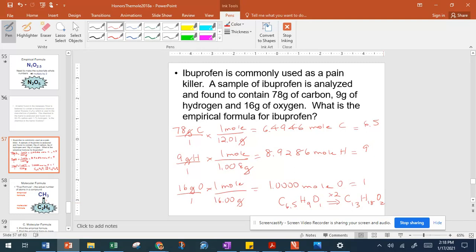Okay, so those are how we do empirical formulas. So what I want you to do now is do one of the problems on your sheet.